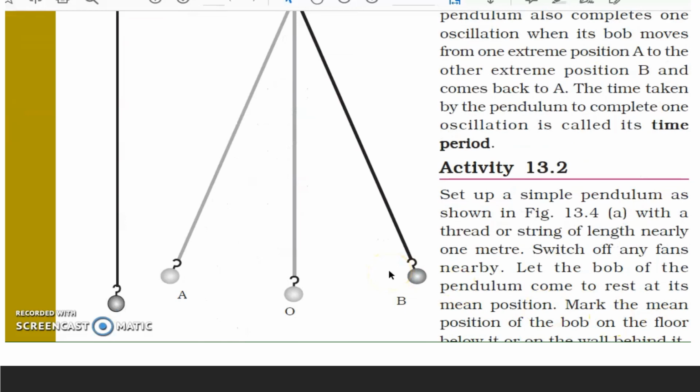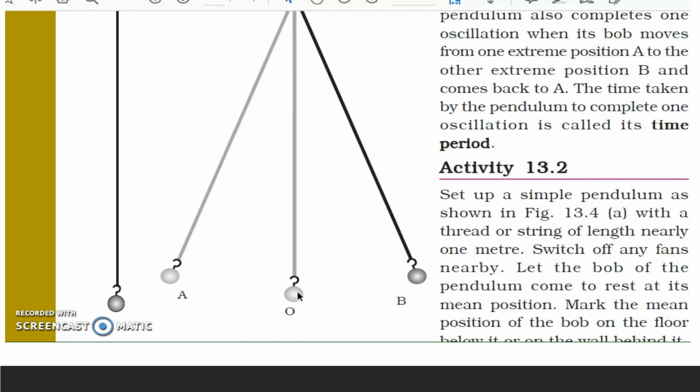This is the picture of a simple pendulum. This is showing a metallic bob that is hanged from a string, and this O is the mean position of the metallic bob. From its mean position it goes to one extreme A, another extreme B and comes back to O. In this way the to and fro motion of the simple pendulum is completed. It starts its motion from O to A, then B and back to O. This is called one oscillation of the simple pendulum.